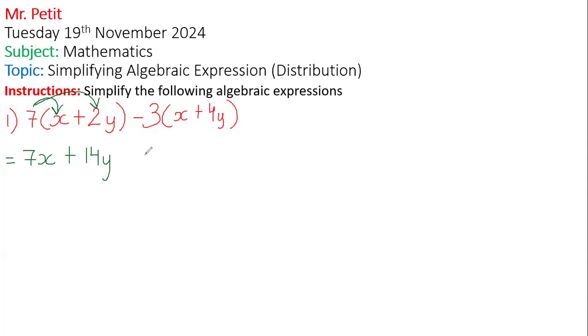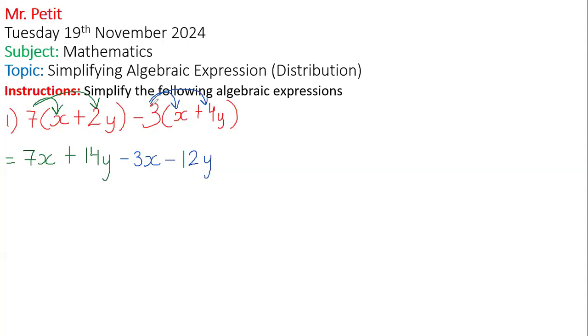Yeah, sure. Now, what are we gonna do with the negative 3? We're gonna say negative 3 times x, which gives us negative 3x. And then we have negative 3 times 4y, which gives us what? Negative 12y. All right. Class, do y'all understand that? Let me know before I move on.